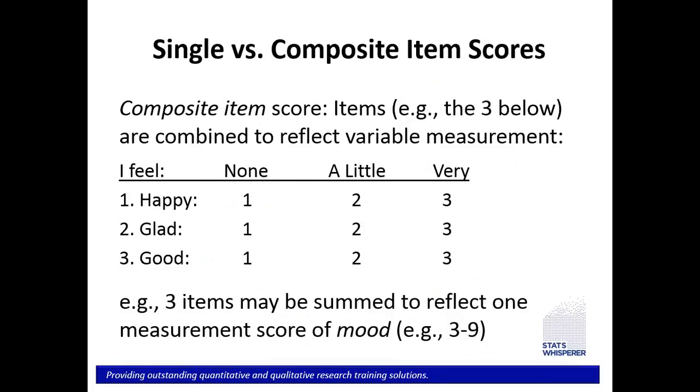So say we sum them up, right? If we sum them, the highest score would be 9, 3, 3, 3, and the lowest score would be 3 if it was 1, 1, 1. So 3 to 9, with 9 equaling the more positive mood. So that's a composite item score.